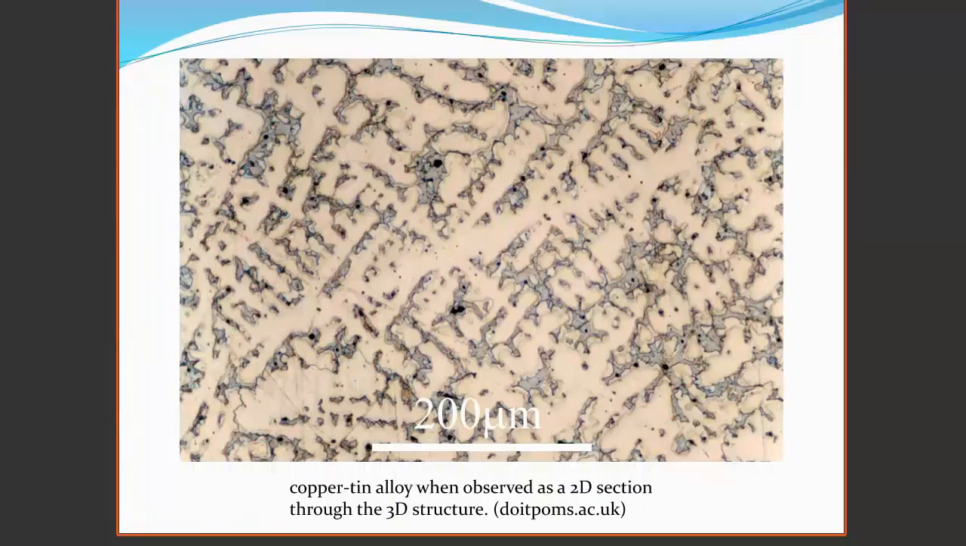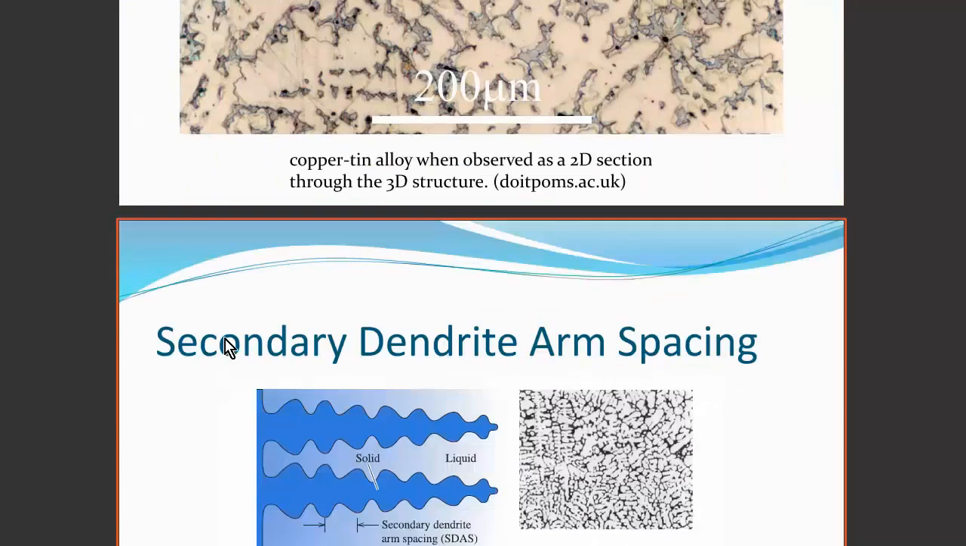This is an optical micrograph of a section of a sample showing a two-dimensional section of dendrites. Here we can see the main arm, and then coming off the main arm are what are called secondary arms. The distance between the secondary arms plays an important role in determining the mechanical characteristics of the material.